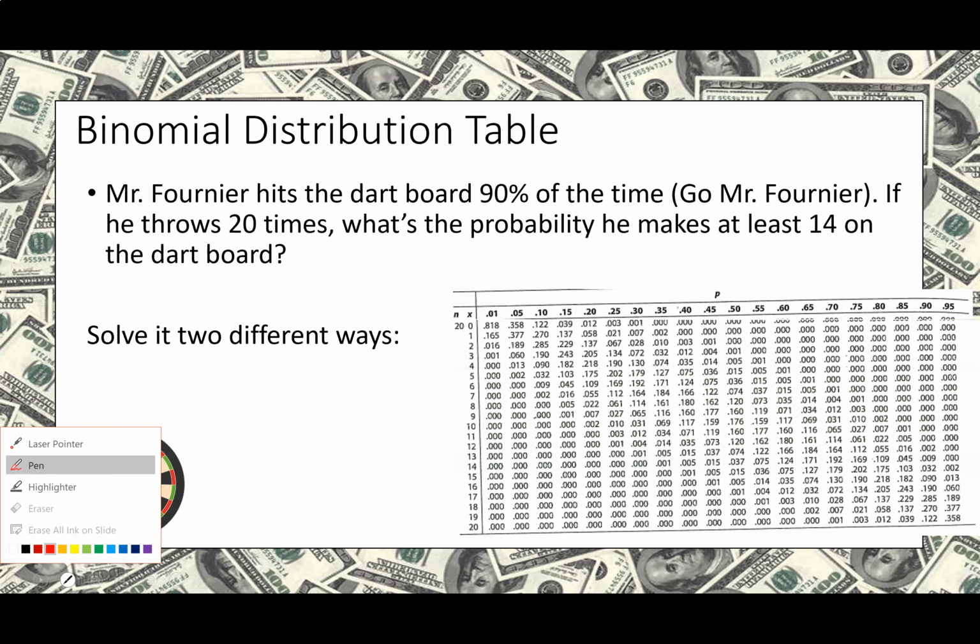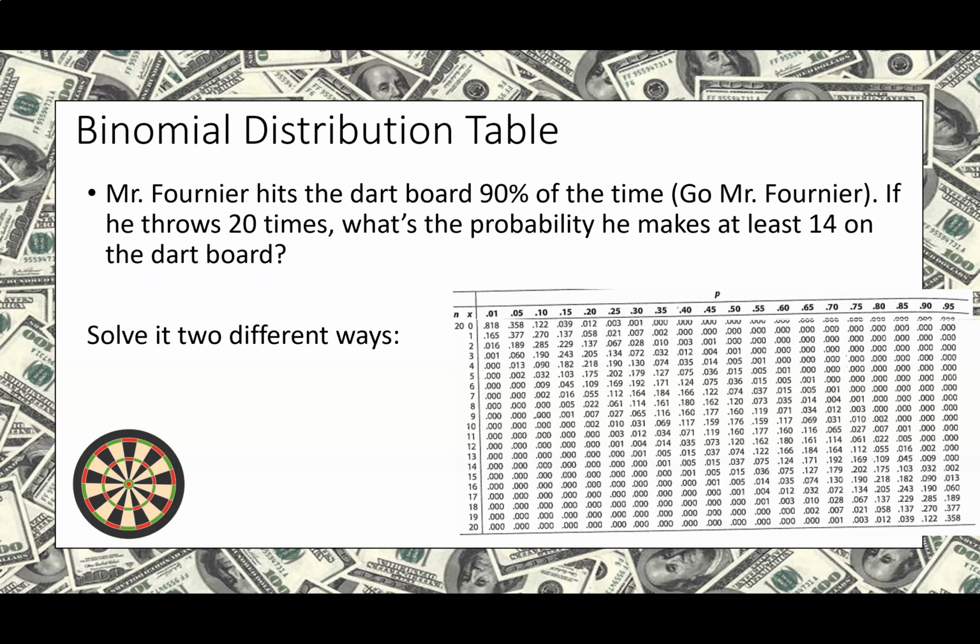All right, here we go. Mr. Fournier, he's playing darts. What a guy, Mr. Fournier. If he throws 20 times, okay, notice how our n equals 20 here, and 90% is way over here. All right, what's the probability that he makes at least 14 on the dartboard? We're going to solve this 2 different ways.